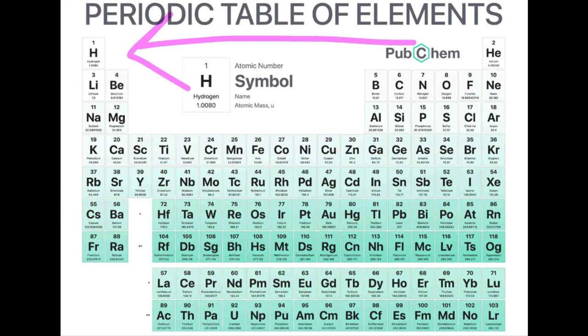So size, as we already know, gets smaller as we go left to right, but it also gets larger as we go top to bottom. Okay, for reasons that I think make intuitive sense. And so those are the patterns and the trends, if you will, in atomic size.